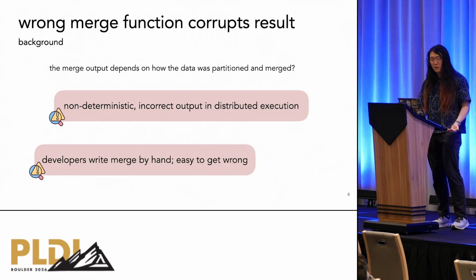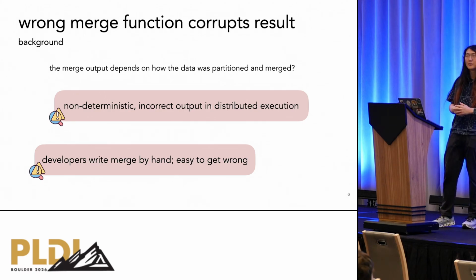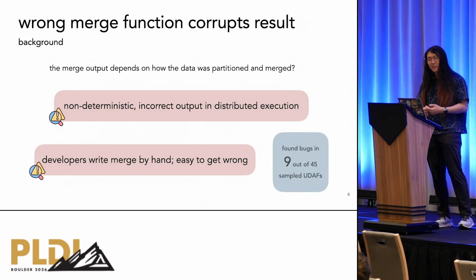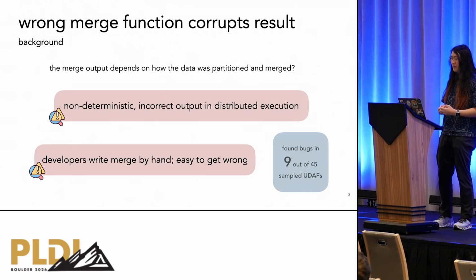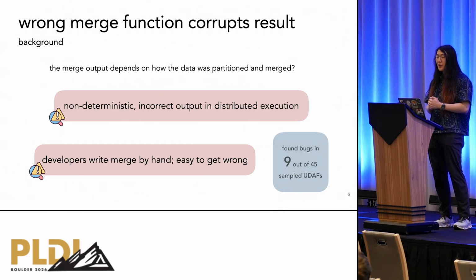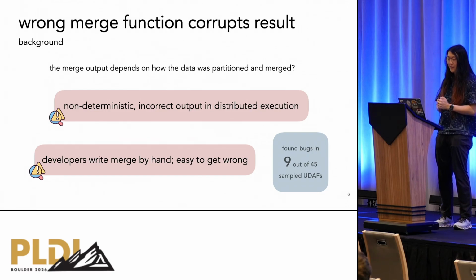And we know that developers write these merge functions by hand, so it's very easy to get wrong. In fact, in our evaluation, we collected 45 UDAF functions from GitHub, and we did find 9 out of 45 of them have bugs.